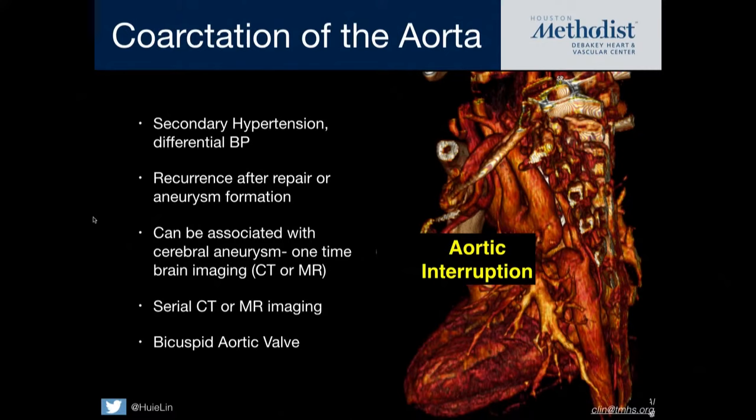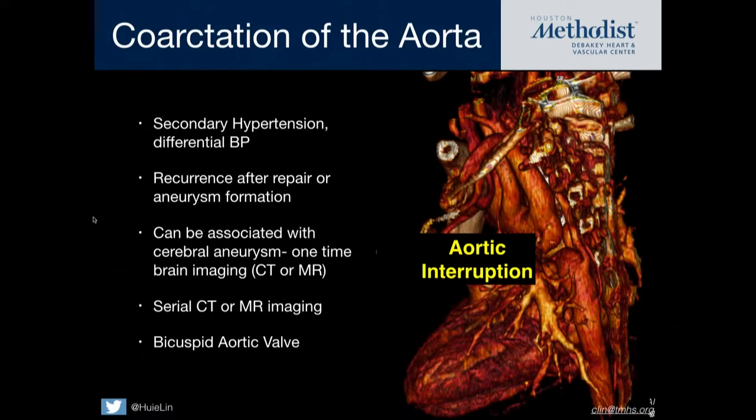We do think it's necessary to continue serial CTA or MRA imaging of their thoracic aortas to evaluate, as I mentioned before, the recurrence of coarctation, or more importantly, aneurysm formation, because some of these patients are at high risk for the development of an aortopathy or aortic aneurysm, especially at the site of repair. And then finally, bicuspid aortic valve is very common in these patients. Some people report a frequency as high as 50% of patients with aortic coarctation.